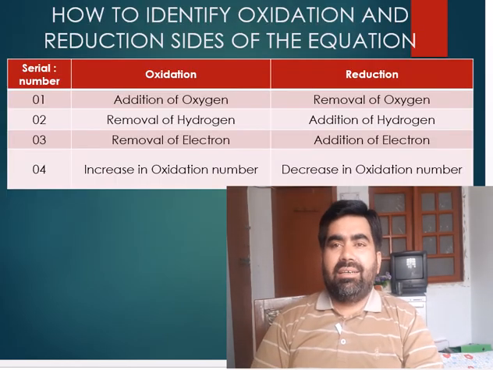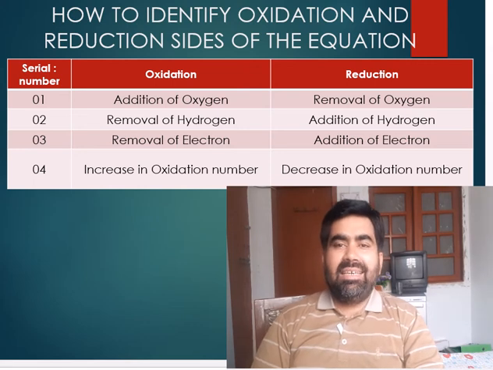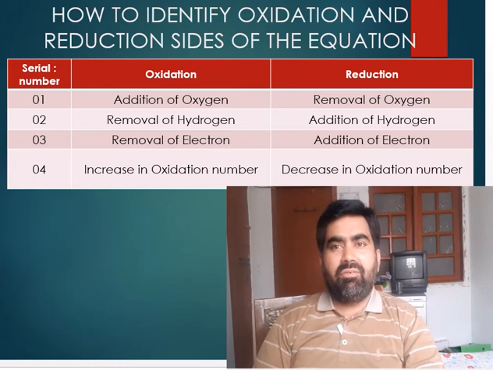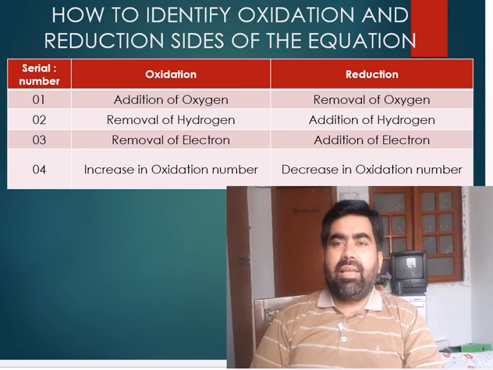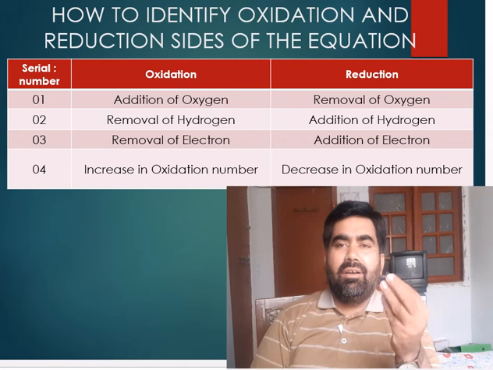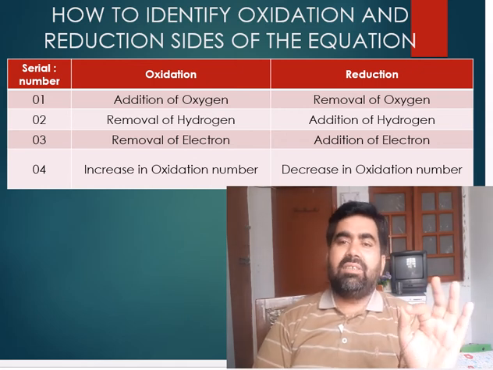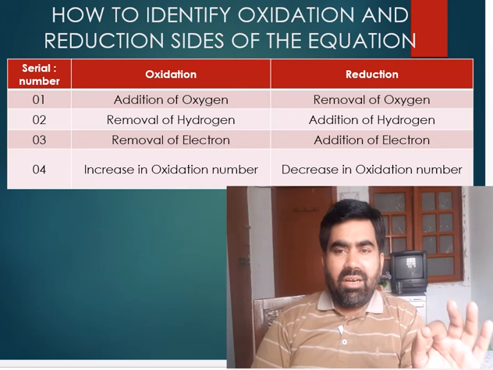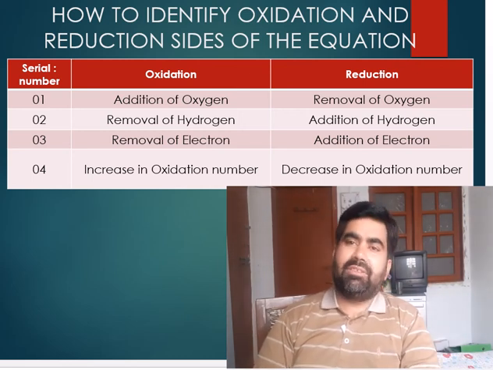How to identify the oxidation and reduction side of the equation? I have indicated here 4 major points for the identification of the oxidation and reduction side of the equation. A student must know which side is the oxidation side and which side is the reduction side in an equation. Whenever there is addition of oxygen, it means the equation is in oxidation. Removal of hydrogen, removal of electron and increase in oxidation number is also oxidation.